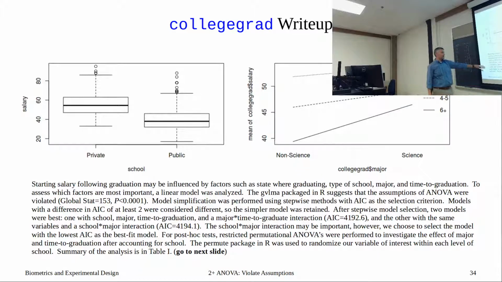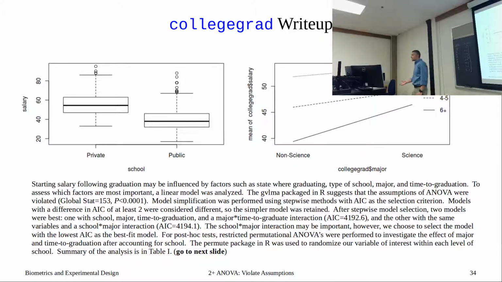All right, so after stepwise model selection, two models were best. One was school, major, time to graduation, and a major by time to graduation interaction. Note I gave the AIC value. That's important for our results. The other has the same variables and a school by major interaction. And again, I gave the AIC.